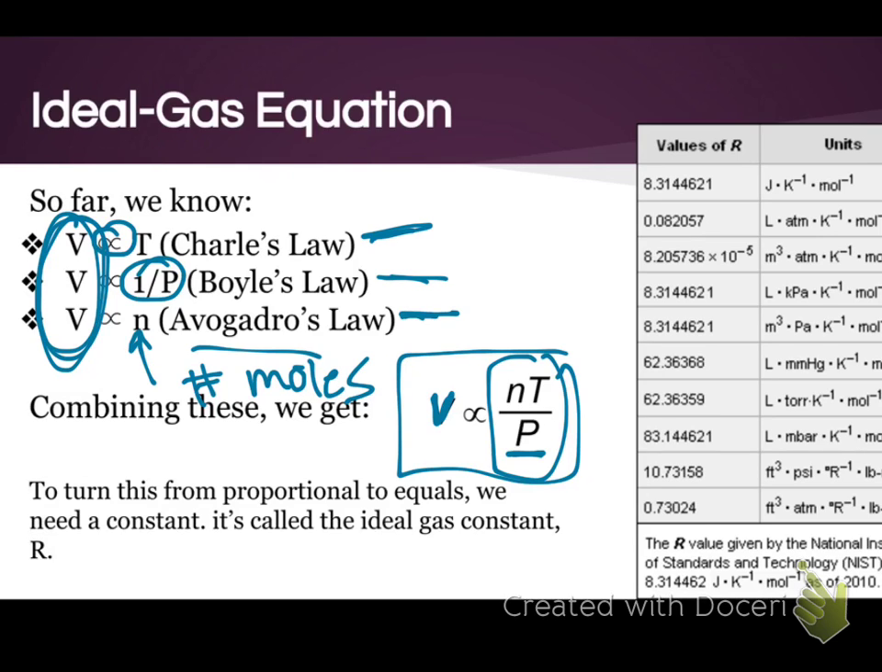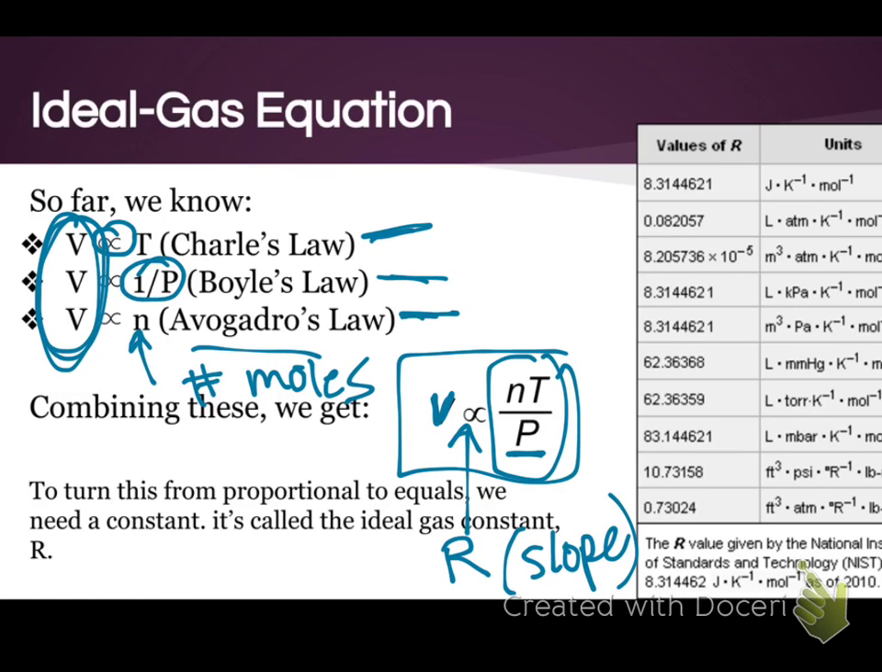In order to get rid of this proportional symbol, this little fish looking thing, we have to multiply by a proportionality constant. In this particular case, the proportionality constant that we use is called R, and it actually comes from the slope of those graphs we saw from Charles' law and Boyle's law, which is a really cool experiment to find. If you do all these different experiments, one of them monitoring volume and temperature and another one doing volume and pressure, and you get the same slope, that's remarkable.